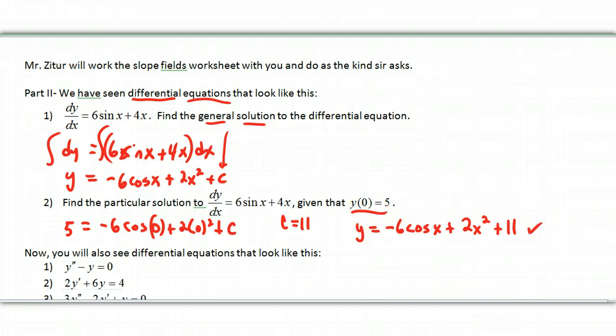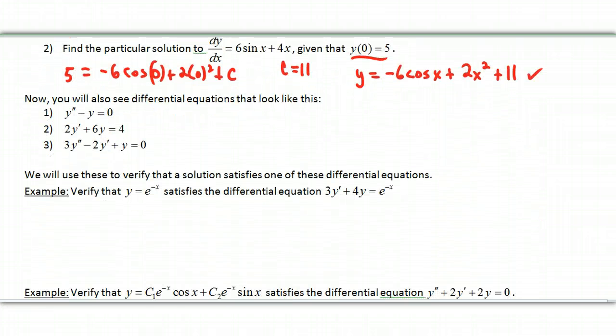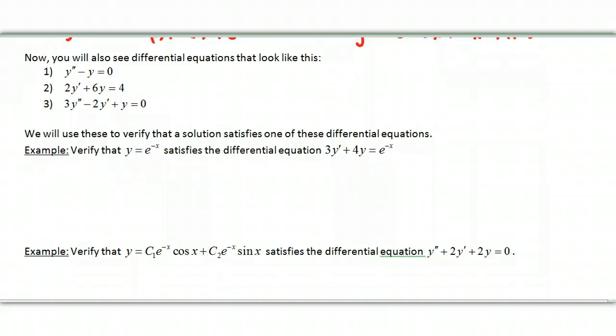Okay, now what will happen is that you'll see differential equations that take on a different form. So this will be kind of new for you. You'll see this form, y double prime minus y is equal to 0, and then this one and this one. In college you can take a course called differential equations, and you deal with a lot of these things and make sure that we satisfy these equations. And so that's what we're going to be doing, is that we take, for instance, this y equals, and make sure that it satisfies this equation here.